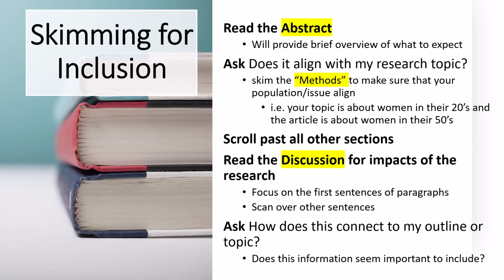Once you've found an article, first skim for inclusion to make sure it's relevant to your topic. Then go back and read for understanding after. When skimming for inclusion, first read the abstract and ask yourself whether the paper aligns with your research topic. Then look at the method section to make sure your population and issue align. Read the discussion section for impacts of the research, focusing on the first sentences of paragraphs.